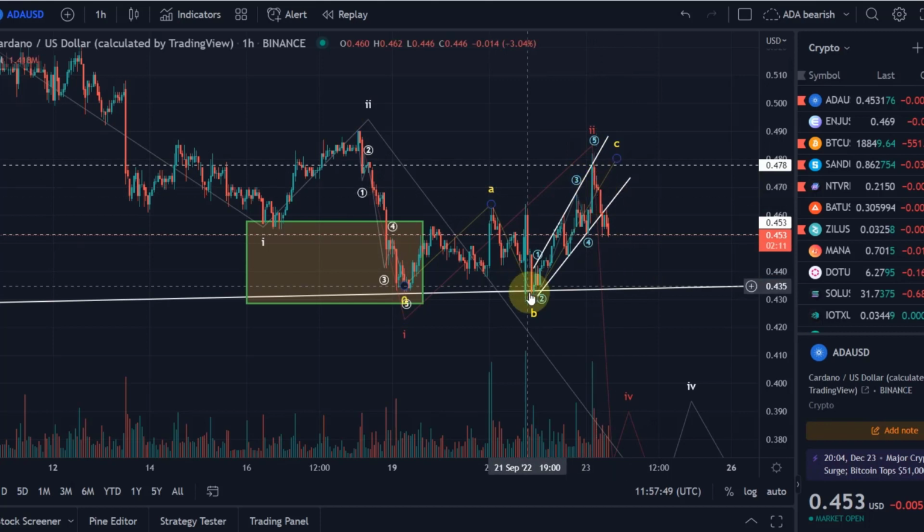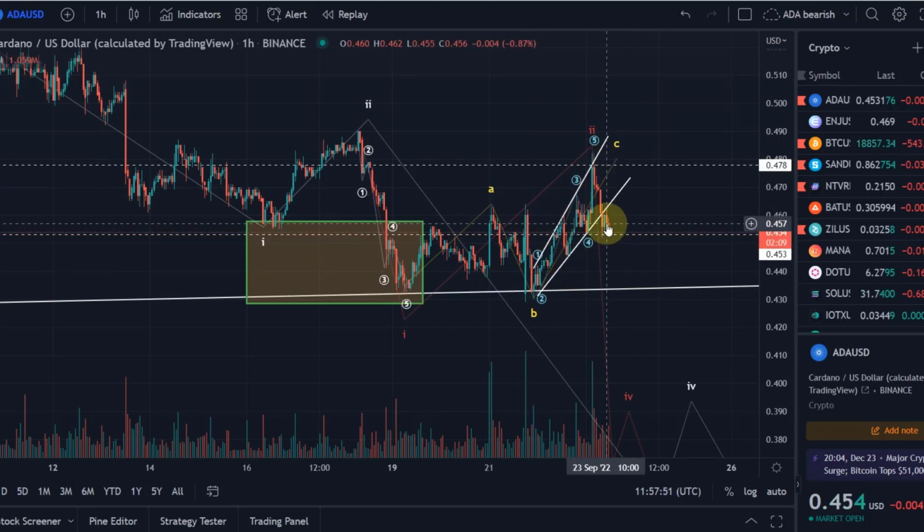We have broken out of this sort of ascending broadening wedge that I talked to you about in the previous video. That is generally a bearish setup already, and especially as we could count 5 waves up as complete anyway, so we expected that this is close to exhaustion.